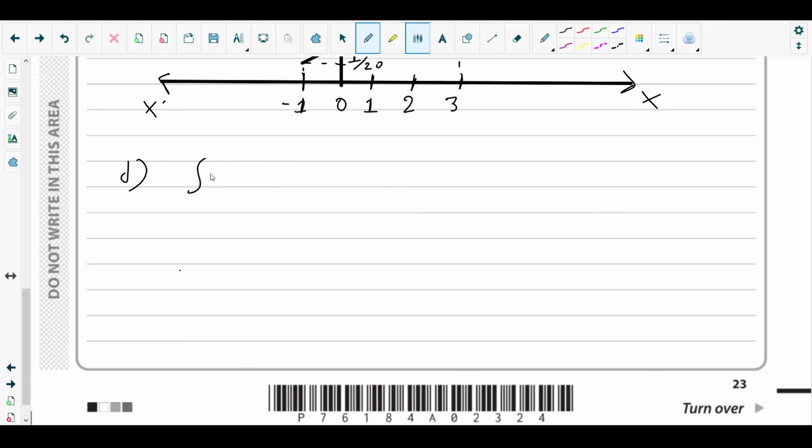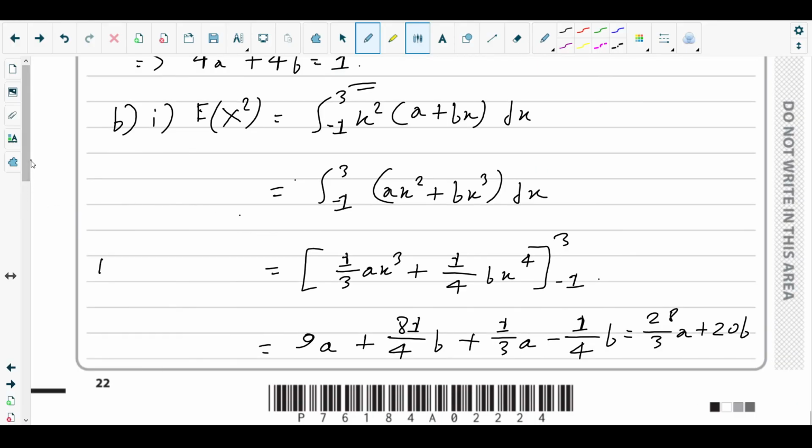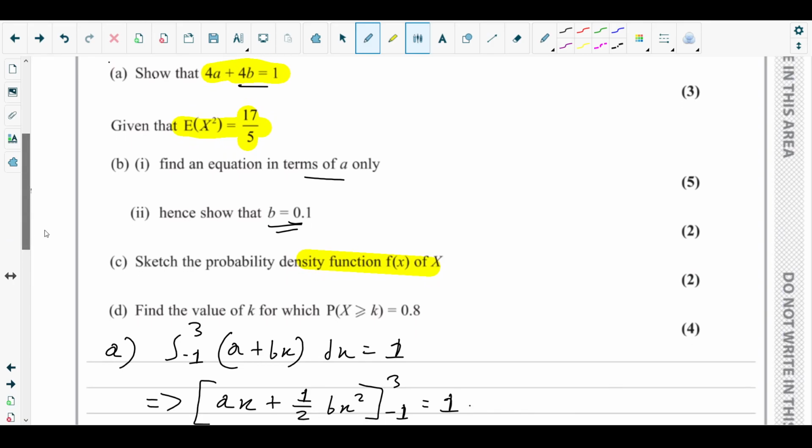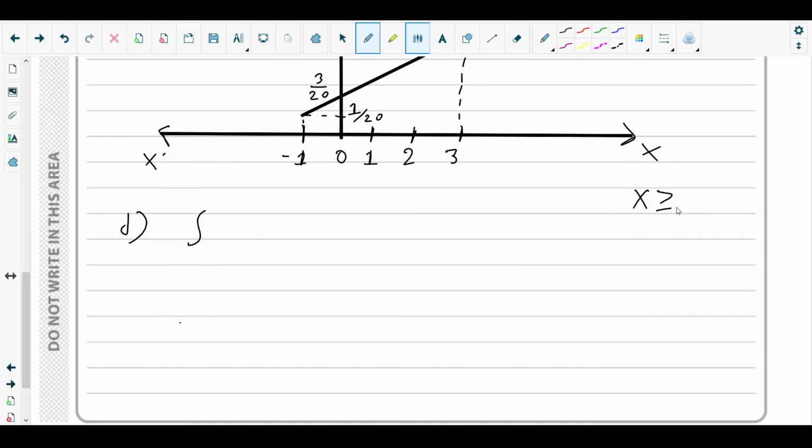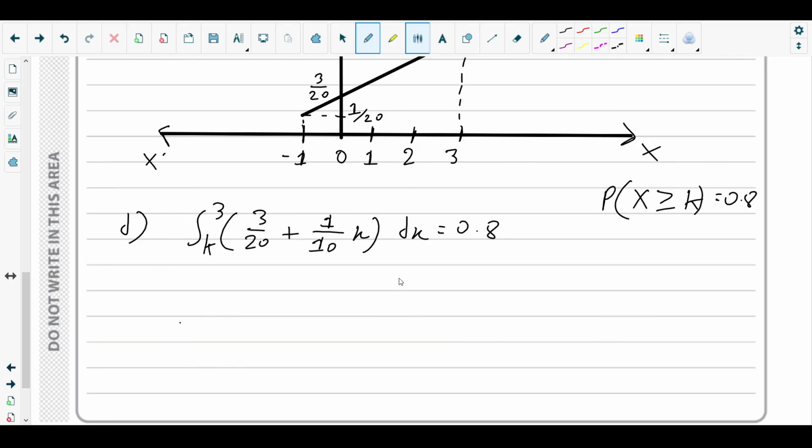So integration. They said probability of x greater than or equal to k. So x greater than or equal to k should be 0.8. That means the upper limit is 3 and the lower limit is k. The integral of 3/20 plus 1/10 x, dx, equals 0.8.